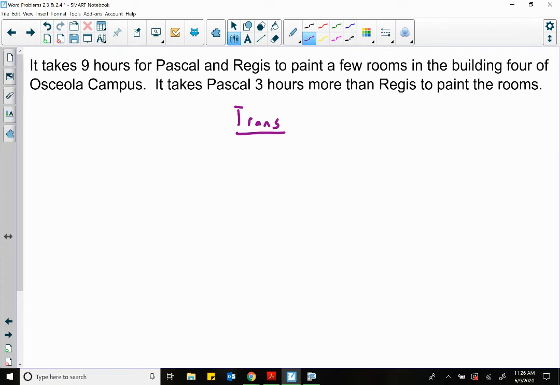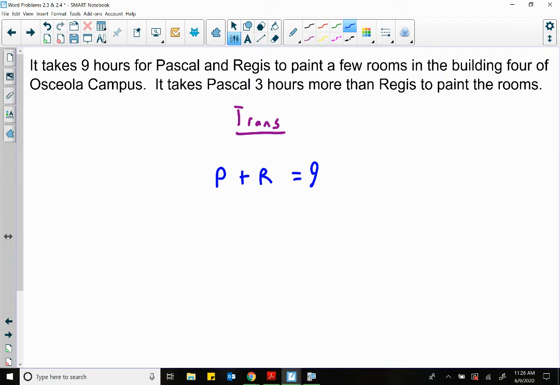So, for instance, this first part is a little bit of what we've talked about before. It takes 9 hours for Pascal and Regis to paint a few rooms. So this 9 is like an equals, a total, and then this is all about Pascal plus Regis. However long it takes Pascal plus however long it takes Regis, together it equals 9. Okay? So this is kind of like a translation in disguise.